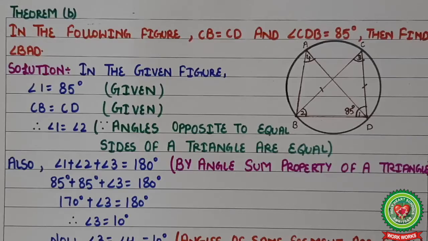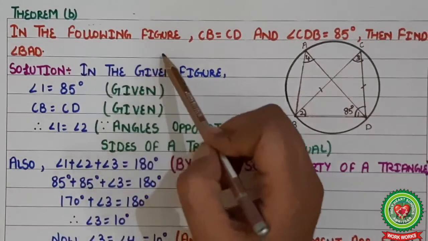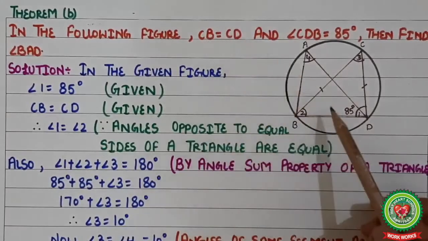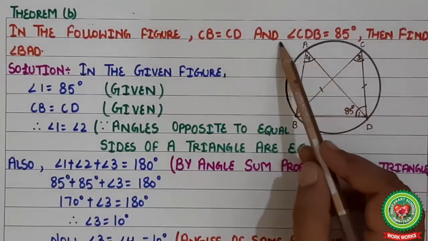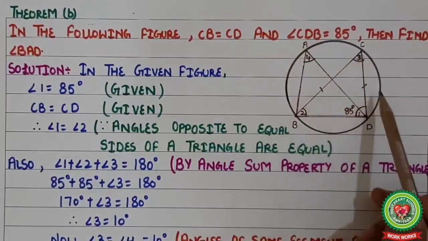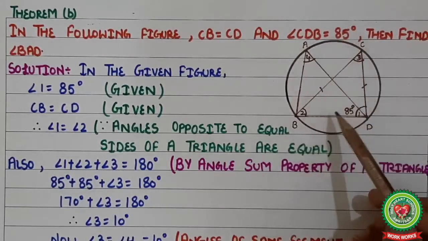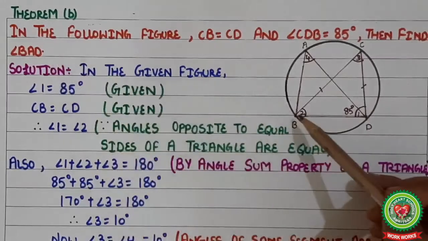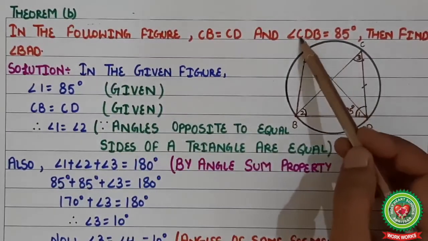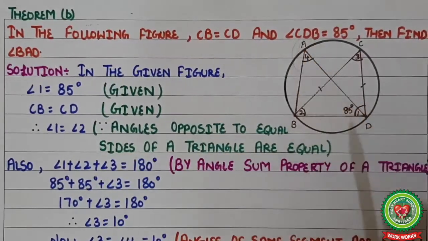Students, see the statement. In the following figure, CB is equal to CD. This CB is equal to CD. And angle CDB is given to us, that is 85 degrees. Find angle BAD. Means we have to find angle number 4.